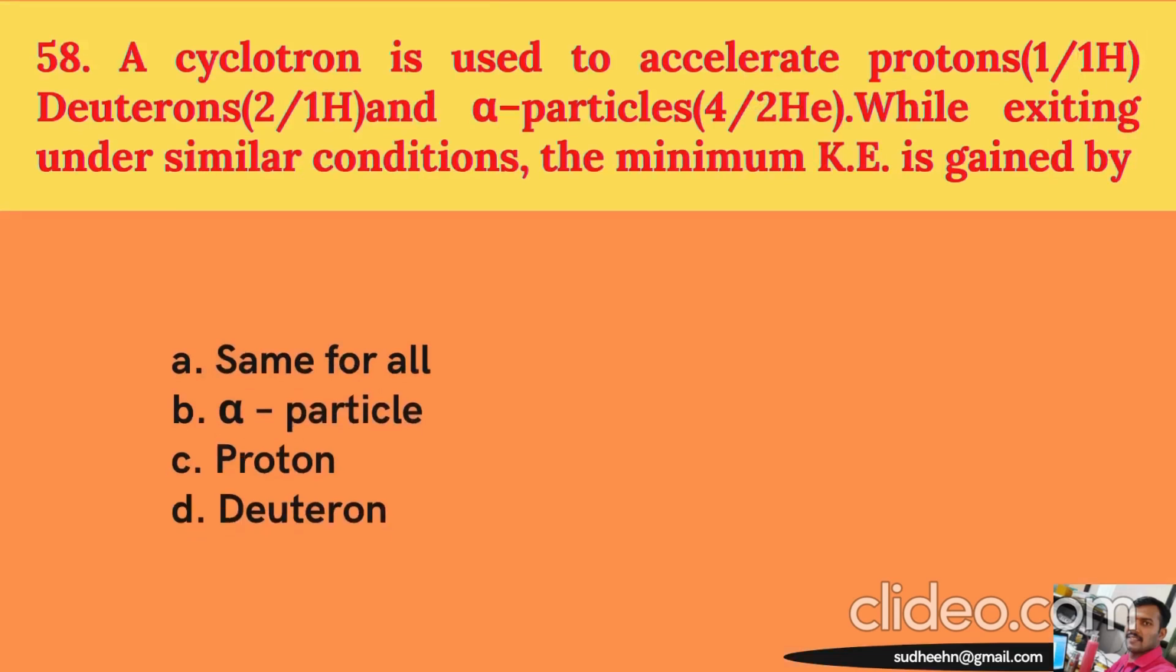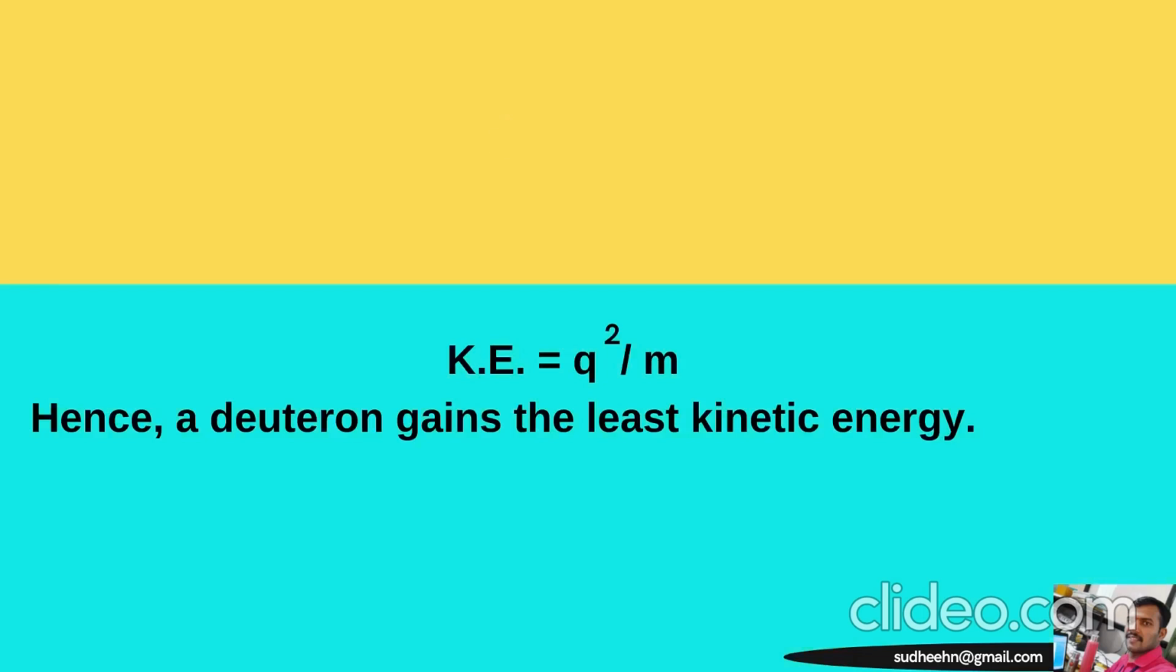Question number 58. A cyclotron is used to accelerate protons, that is 1/1 H, deuterons, 2/1 H, and alpha particles, 4/2 He. While exciting under similar conditions, the maximum kinetic energy is gained by option A, same for all, option B, alpha particle, option C, proton, and option D, deuteron. And the right answer is option D, that is deuteron. That can be obtained with the help of the equation kinetic energy proportional to Q²/M. And deuteron gains the least kinetic energy.